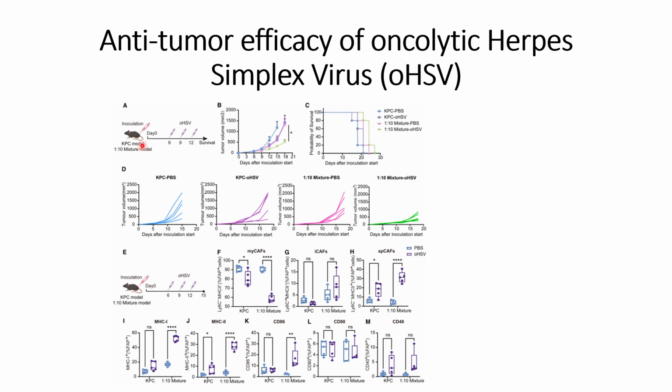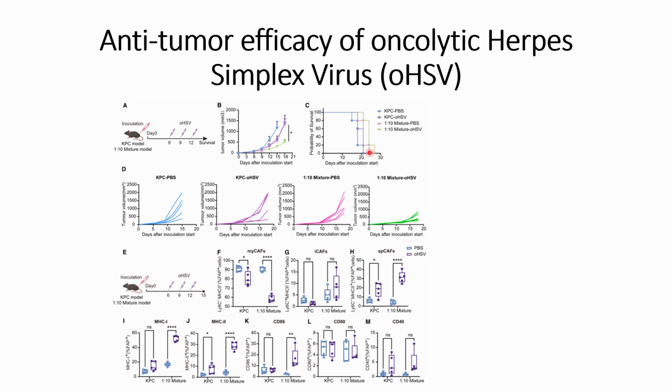Now they took mice with the KPC model or the 1:10 mixture model, and after 6 days they injected this oHSV three times at 3-day intervals and then checked the survival. When they used this oHSV in the 1:10 mixture model, they were able to see suppression in the tumor volume compared to the KPC model case. In the KPC models also they see some suppression compared to the control, but those are not significant. However, when they check the survival rate, we do not see any significant difference in the survival probability for any of the cases.